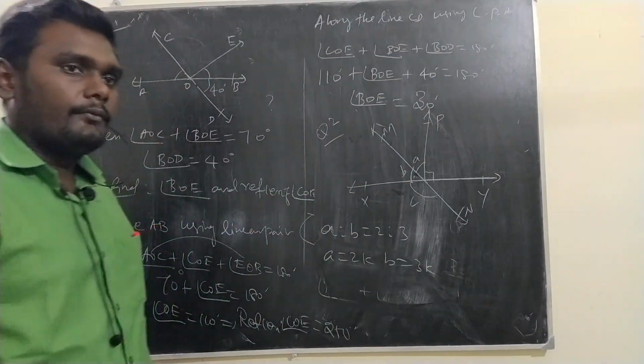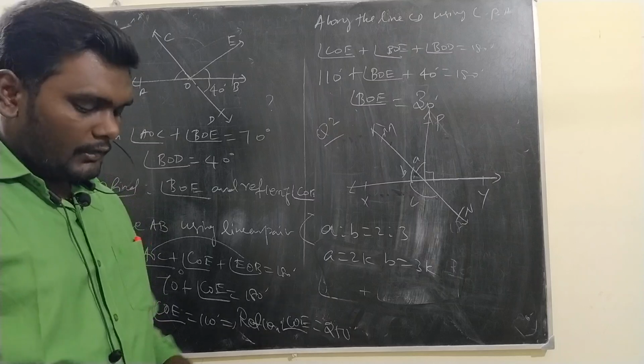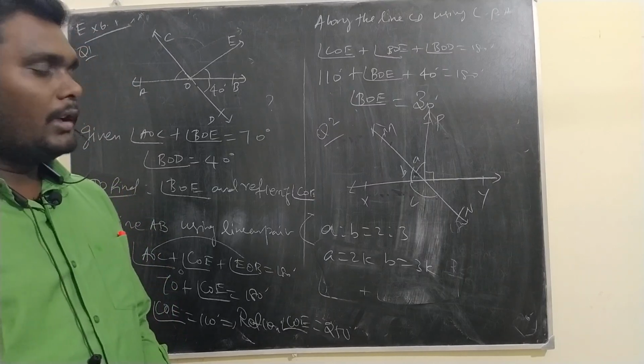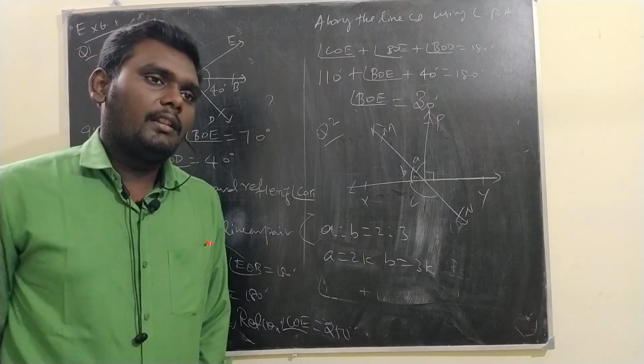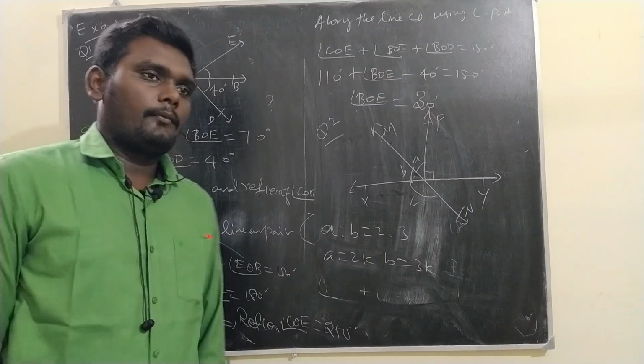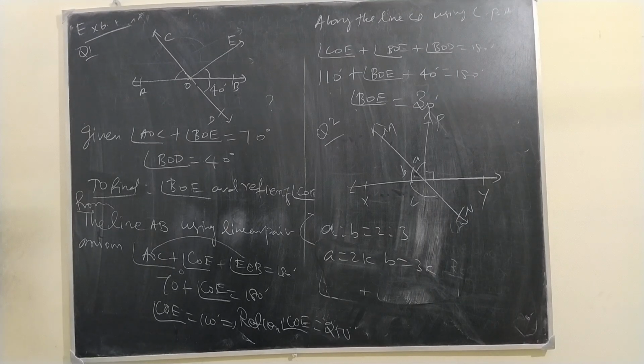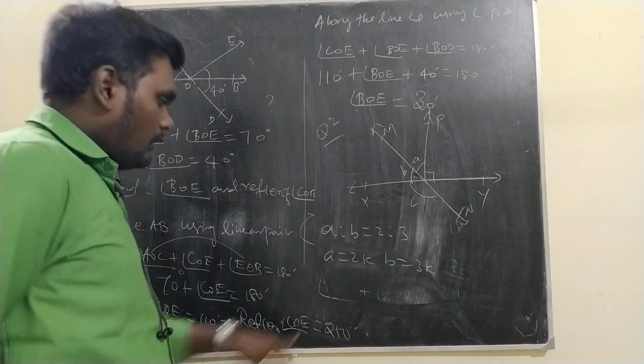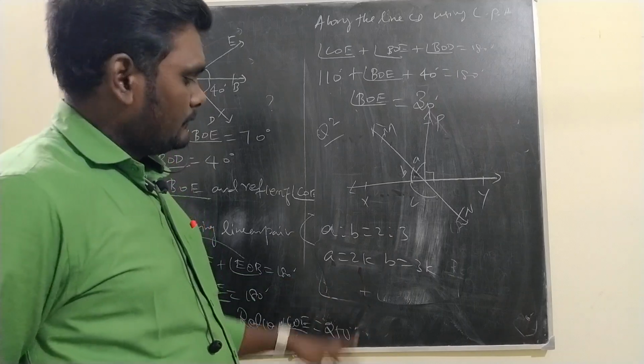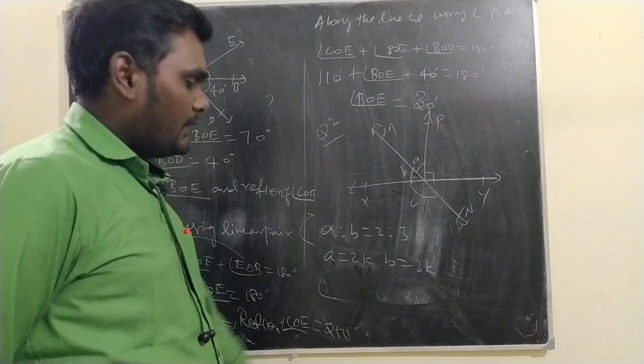Along which line? XY. In the XY, we apply 2k plus 3k plus 90 equals 180, and then we get 5k plus 90 equals 180. K is 18, because 180 minus 90 is 90. So after that, how much is A? K is 18 like we got, and then A is 36. B is 54.